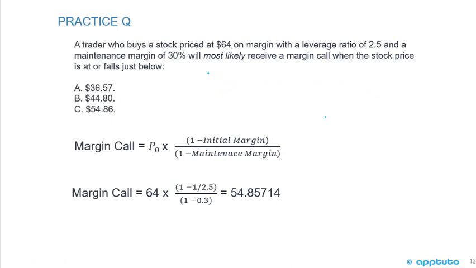So it's asking at what price we would most likely receive a margin call. So we have to remember the formula. Margin call equals the initial price times 1 minus the initial margin divided by 1 minus the maintenance margin.